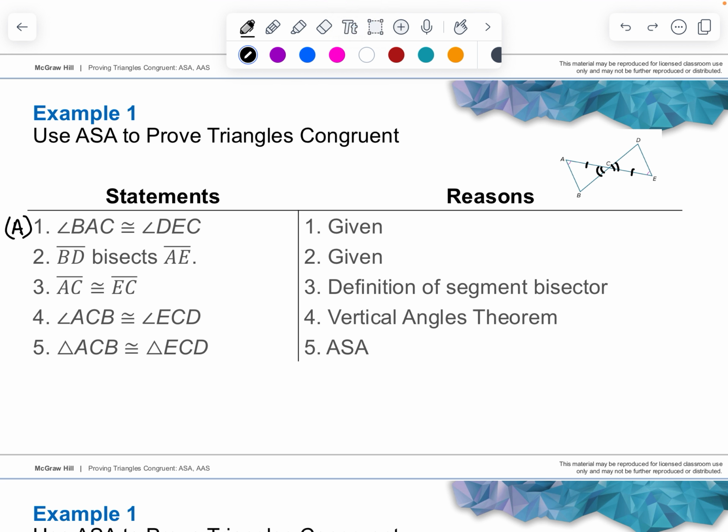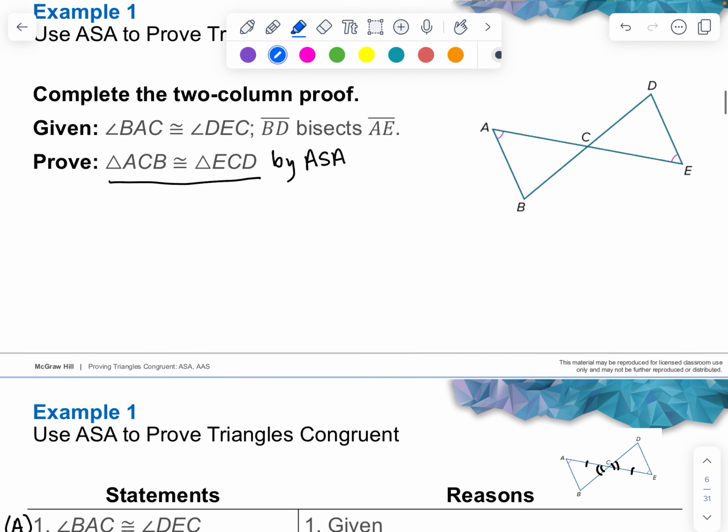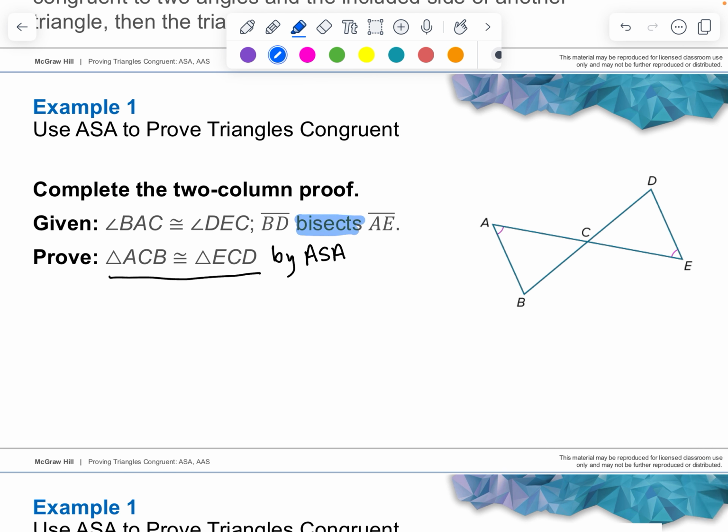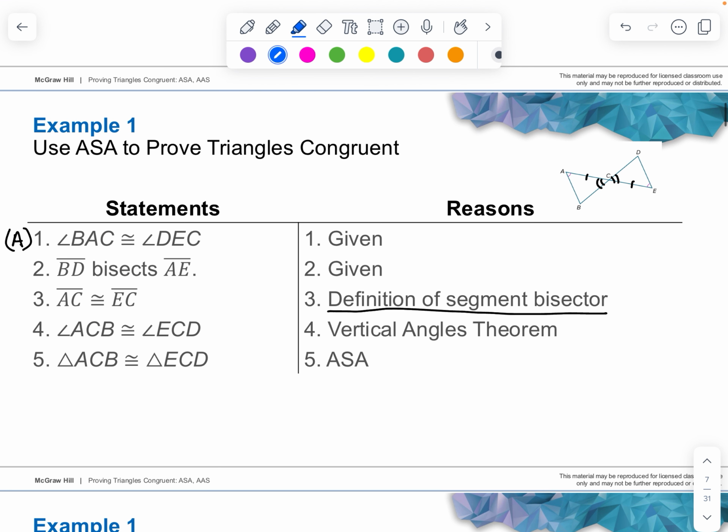So that's what we're doing in line 3. We're saying because BD bisects AE, we know this information. You have to write it specifically. So AC is going to be congruent to EC because of the definition of segment bisector. Remember how we talked about whenever you've got a word in your given, we need to use the definition. There it is, definition of, and we need to say which kind of bisector, and we're bisecting a segment, so it's a segment bisector. Okay, so that is our side.